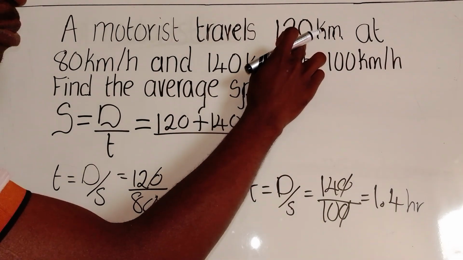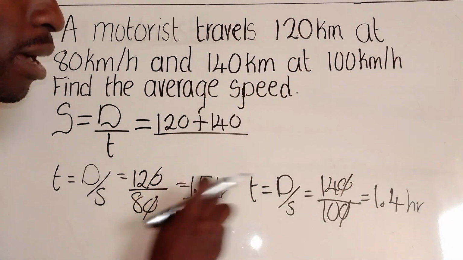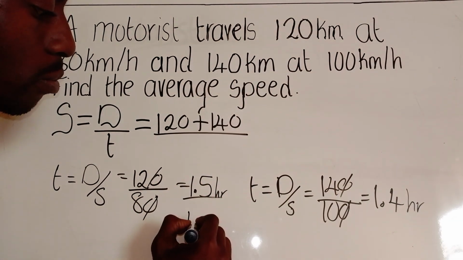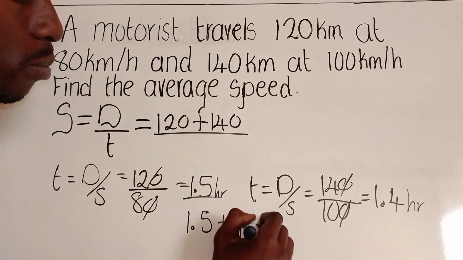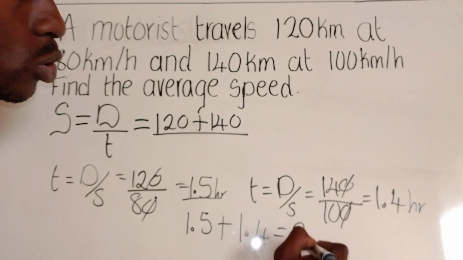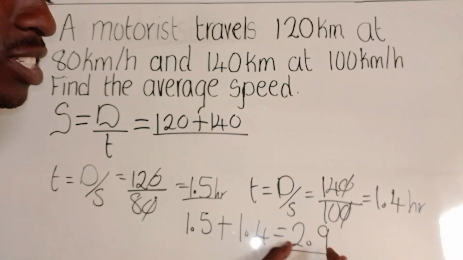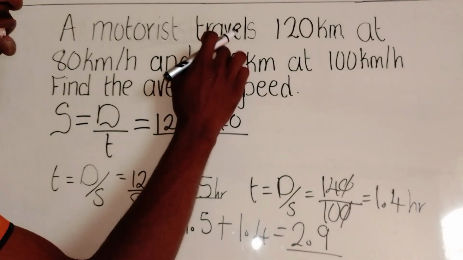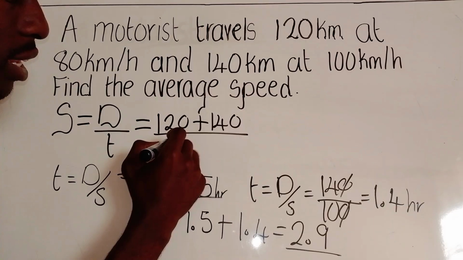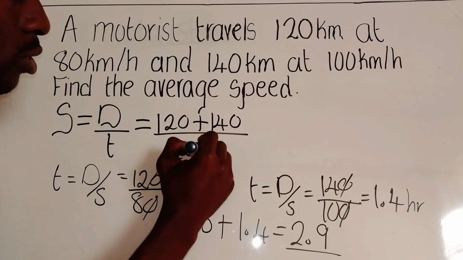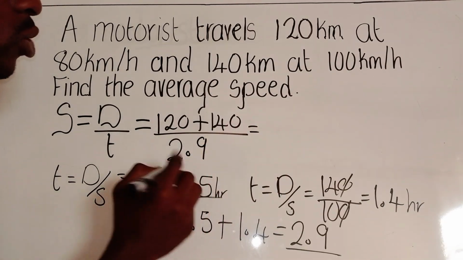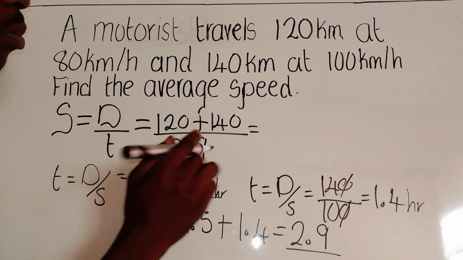Now we are given 1.4, which is the time for the second trip, and 1.5, which is also the time for the first trip. Now you need to add this number plus this one. So it's supposed to be 1.5 plus 1.4, which will give me 2.9. So this was the total time taken in this trip. So this time you put here now, it will be like this. 2.9.